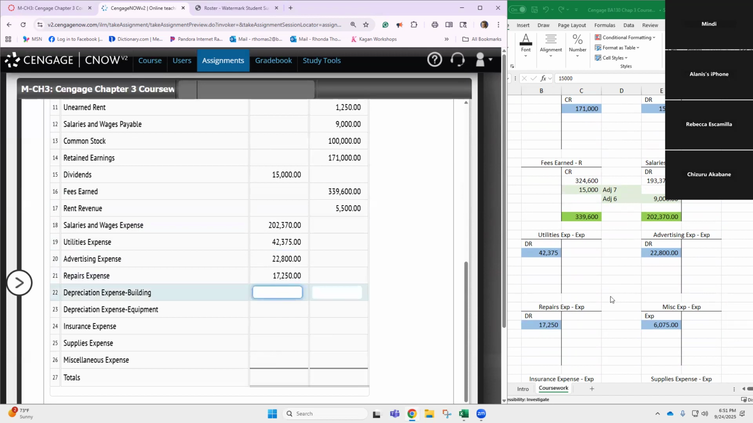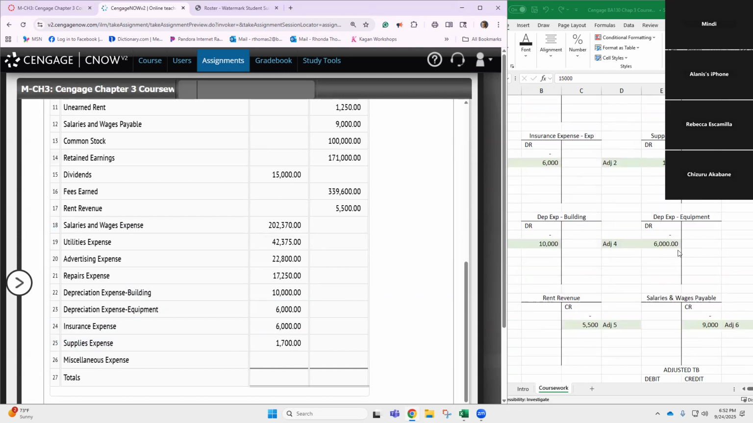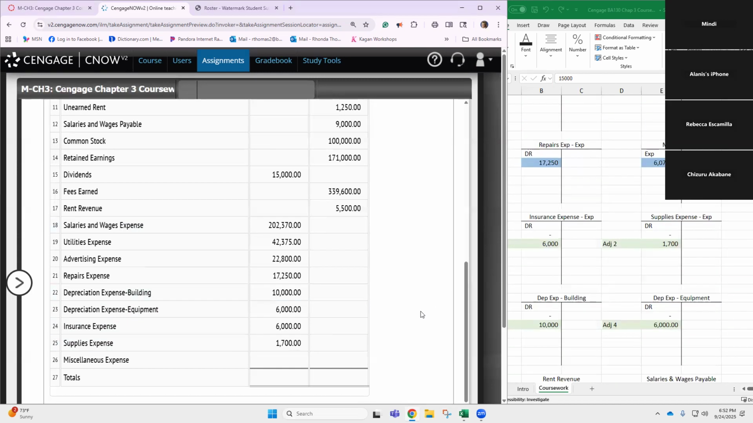Repairs expense was not adjusted, just simply put the balance in. Depreciation both had zeros in them, so you just put in whatever the entry was. So the building is 10,000, and then 6,000 for the depreciation for the equipment. Insurance expense didn't have anything in it, so you just put in the adjusting entry. Supplies expense didn't have anything in it, 1,700. Miscellaneous, we did not adjust it, but its balance should be 6,750.